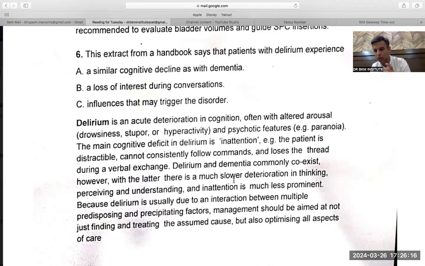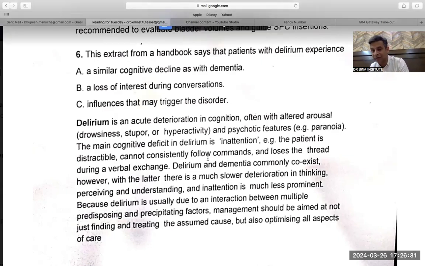So dementia is slower. This inattention is much less prominent. In this, inattention is not a problem. In delirium, inattention is the problem. Unable to concentrate, distractible, cannot consistently follow commands, loses the thread. These are delirium. And my question is about delirium.